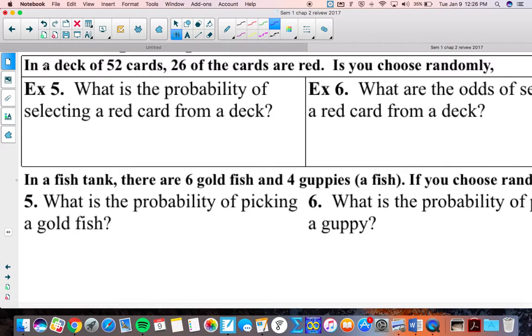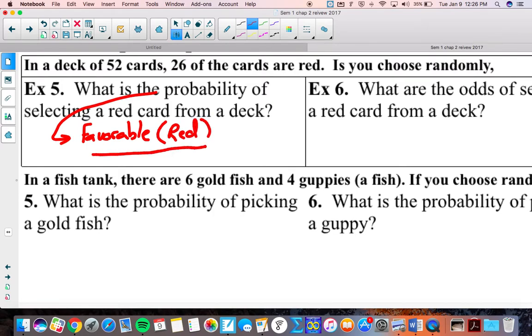All right, so below that, in a deck of cards, in the standard deck of 52 cards, 26 cards are red. If you choose randomly, what is the probability of selecting a red card from the deck? Probability means the favorable outcome, whatever they're asking about. In this case, they're asking about red. So in this case, it's red, divided by the total number of outcomes.